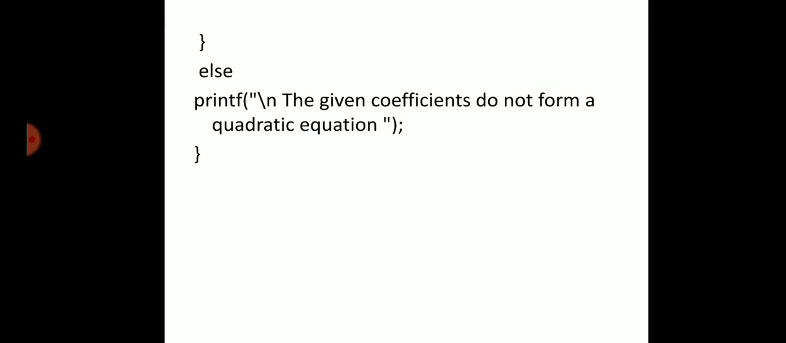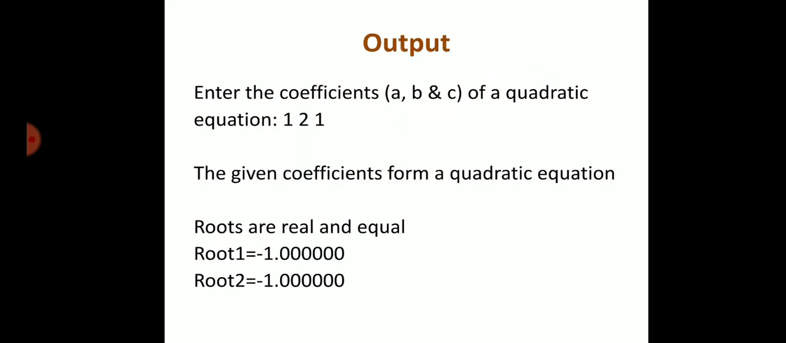Now let us see what will be the output of this program. The first statement on screen will be: enter the coefficients of the quadratic equation, and we have entered 1, 2, 1. Then the output will be: the given coefficients form a quadratic equation. Roots are real and equal. Root 1 is equal to minus 1.000000, and similarly root 2 will be equal to minus 1.000000. Thank you.